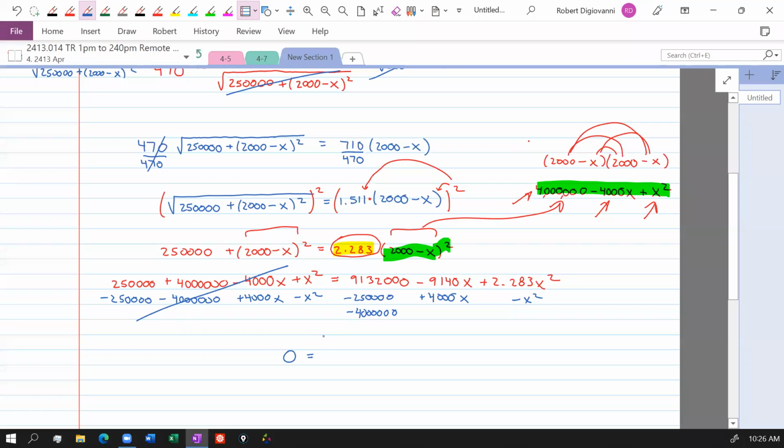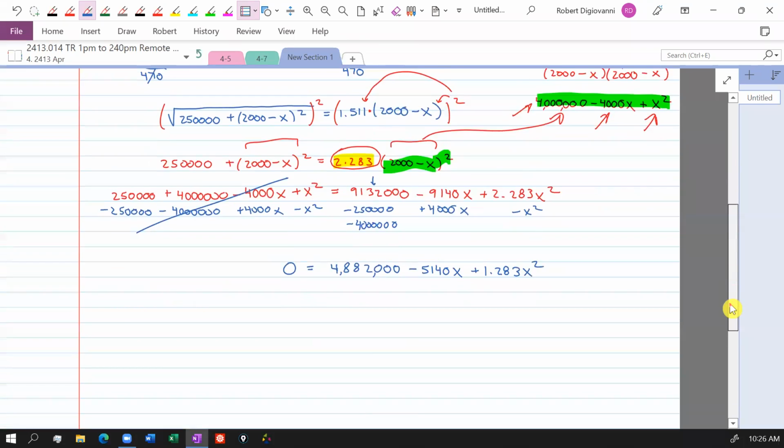And this side over here, let me just get on my calculator and do this. So I'm going to do this one first. That minus the 250,000 minus the 4 million. So I get 4,882,000, something like that. And then what's that? Minus 5140x, and then plus 1.283x squared. All right, there we go.